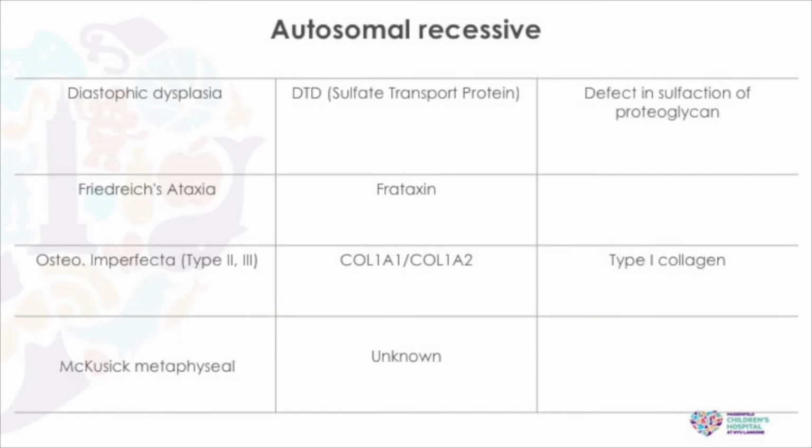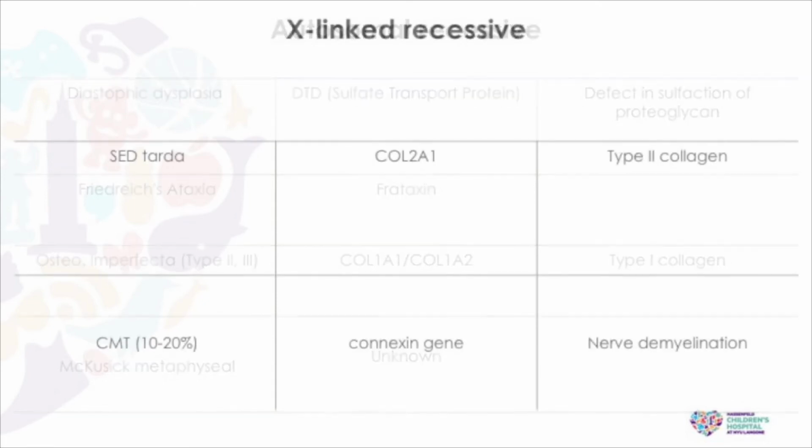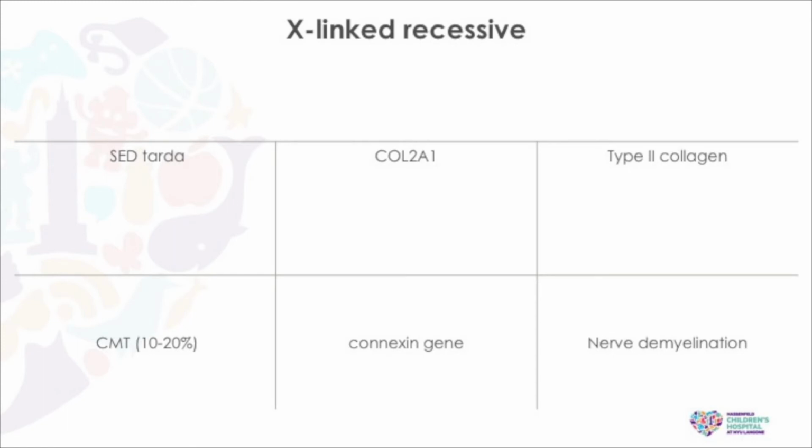The most commonly tested autosomal recessive dysplasias are diastrophic dysplasia, caused by a defect in the sulfate transport protein, which causes a defect in sulfation of proteoglycan, Friedreich's ataxia, caused by a defect in the frataxin gene, and osteogenesis imperfecta types 2 and 3, which should be noted to be recessive. McKusick's metaphyseal dysplasia has an unknown pathogenesis. X-linked recessive dysplasias include spondyloepiphyseal dysplasia tarda and the few remaining cases of Charcot-Marie-Tooth, specifically affecting the so-called connexin gene.